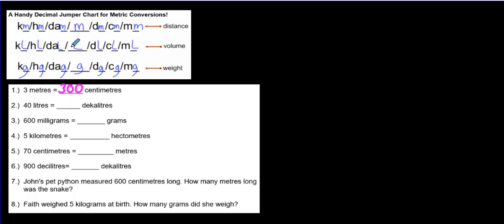Liters to decaliters is one jump over to the left. So one jump over to the left, you get 4. Feel free to hit pause, try these out, and then come back and see if you got them right. Hopefully I get them right too, and that we agree. I know that I can sometimes make mistakes.